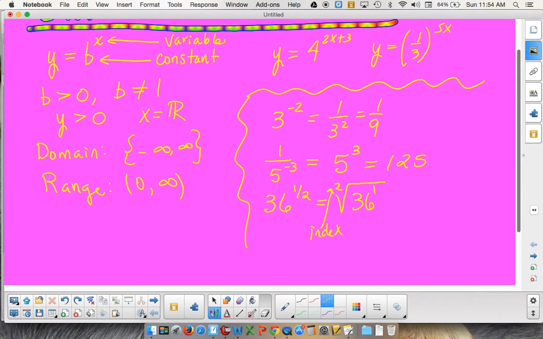And so in this case, if you see a 1/2 power, that's nothing more than a square root. So we get an answer of 6.